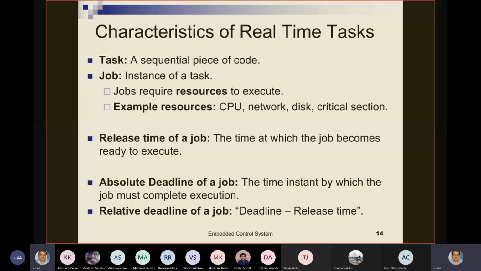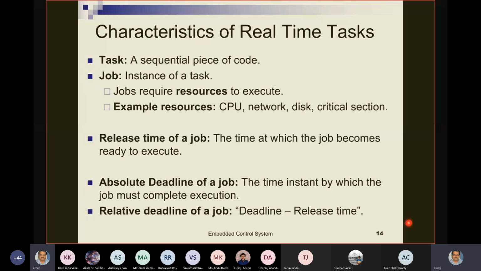So before going into scheduling, we are trying to characterize a single task, the characteristics of a single task, based on which we will find out, given a set of such tasks, how will we order them. So very quickly, we are trying to find out what are the different characteristics of a single task that we need to know so that we can understand scheduling.